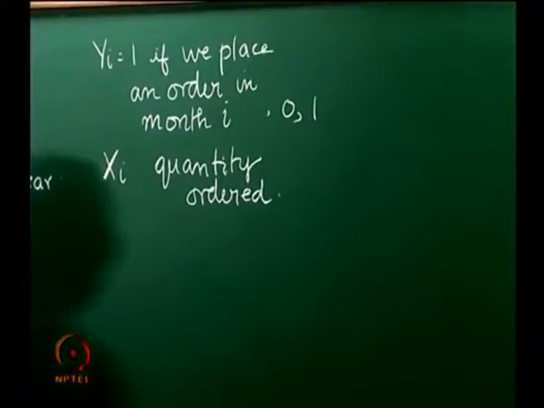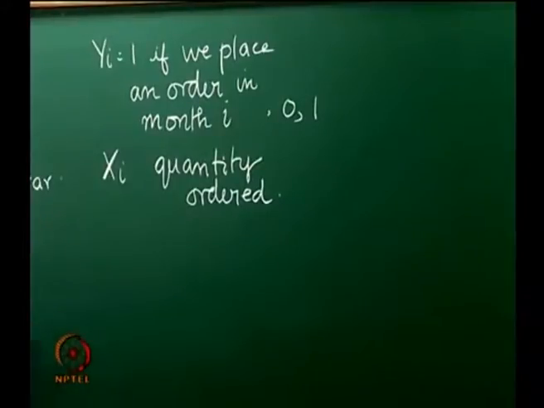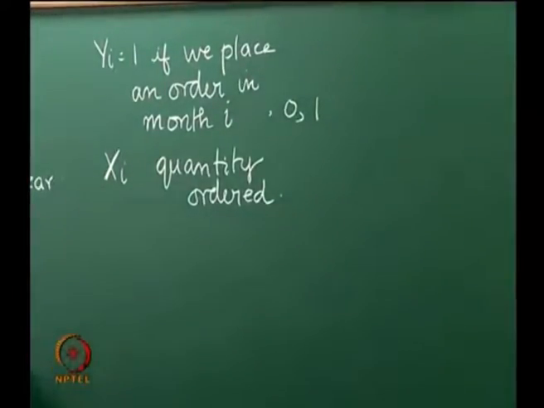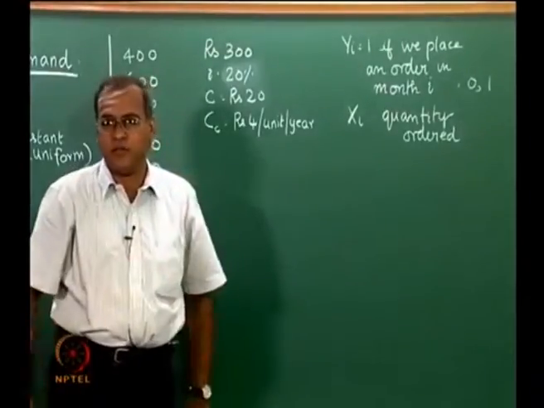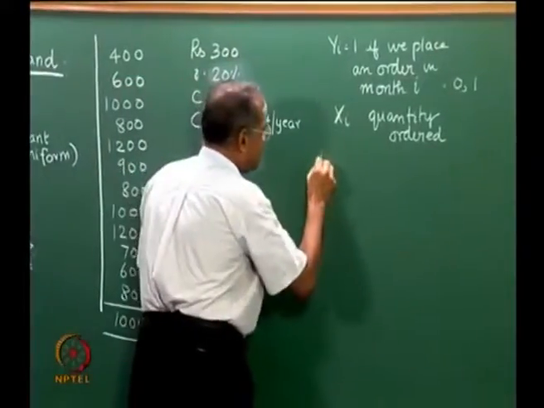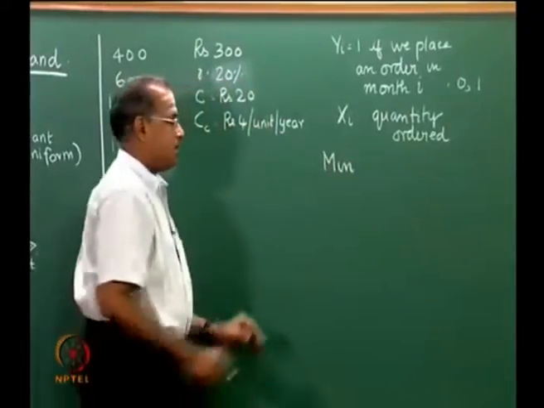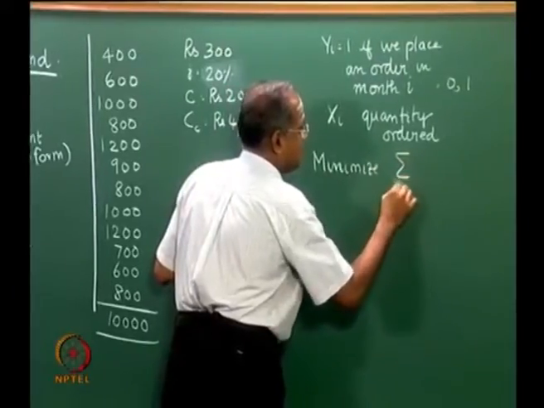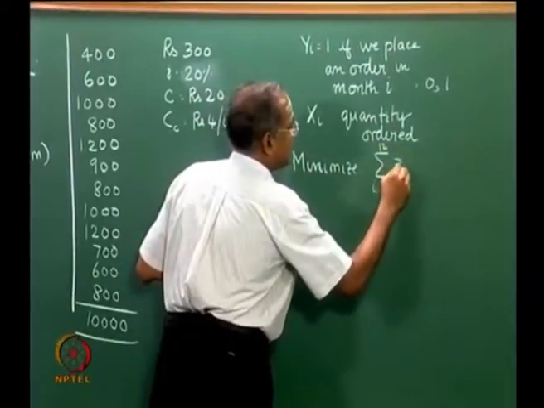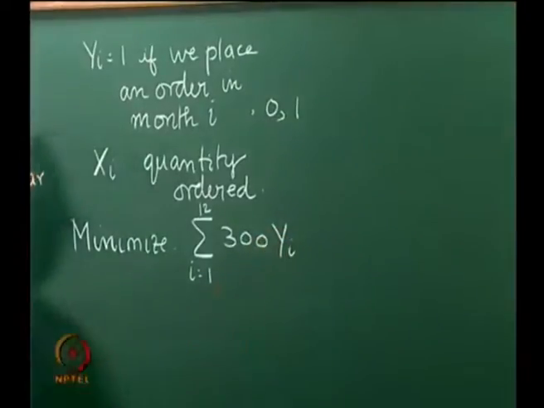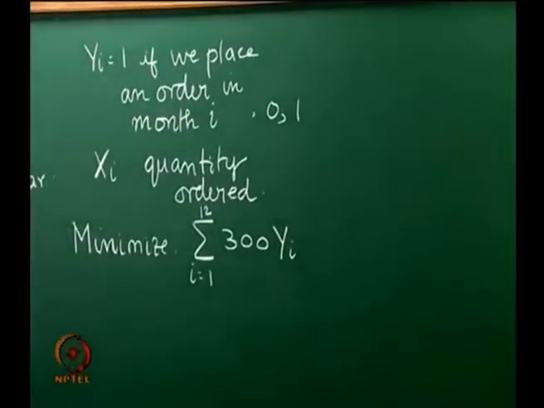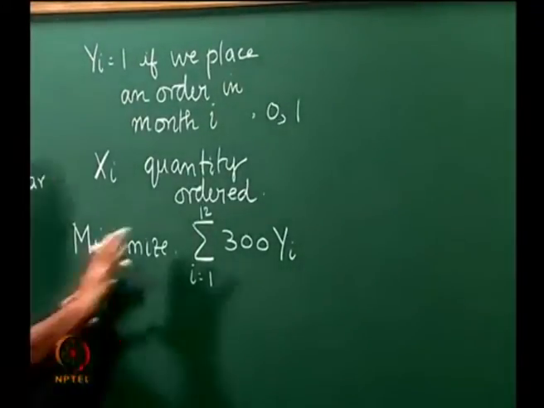So the objective function will be to minimize the sum of the ordering cost as well as the inventory holding costs. So we first write part of the objective function, then we write the constraints, and then we write the remaining portion of the objective function. So the objective function will be to minimize the order cost plus carrying cost. So minimize sigma i equal to 1 to 12 of 300 yi, because every time an order is placed, if yi equal to 1, then we incur 300, which is the order cost. So this is the total order cost component.